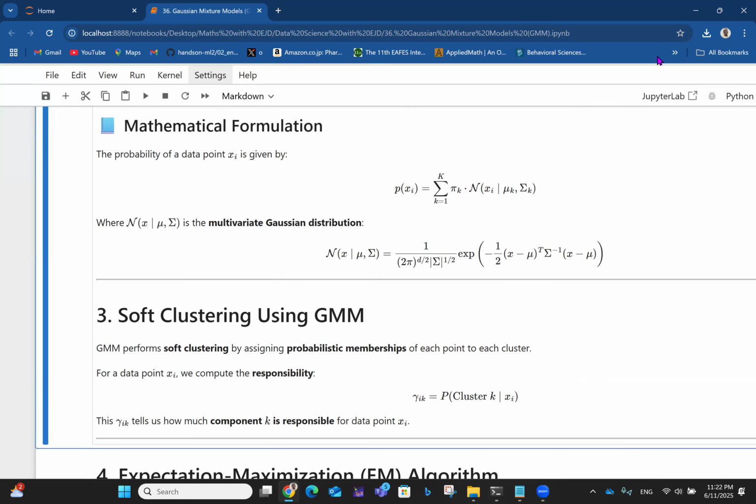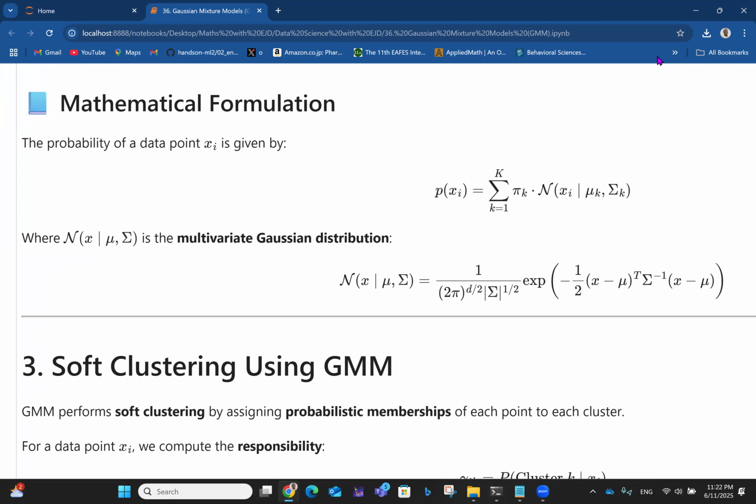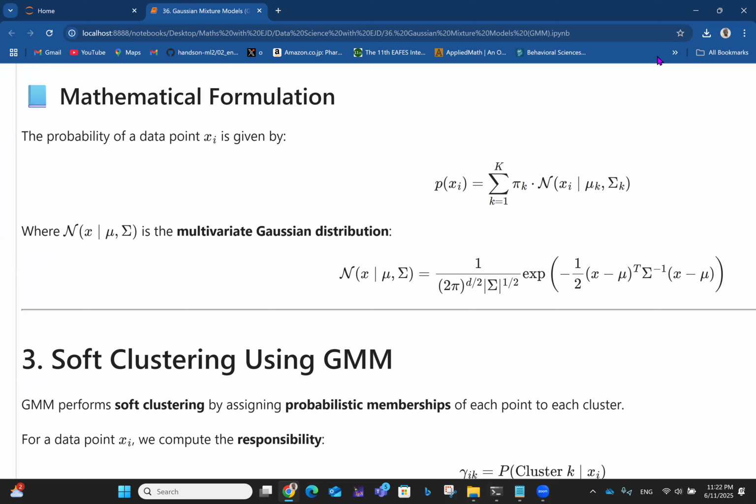Then when we talk about the mathematical formulation, of course, we know that the whole idea of machine learning, AI, and all that is heavily built on mathematics, even natural language processing, because they get to talk about things like cosine similarity and all that. It's all maths. So the mathematical formulation: the probability of a data point xi, since you have several data points, is given by p of xi equals the summation from small k equals 1 to big K of pi k times N of xi given mu k and sigma k. This N part is the multivariate Gaussian distribution.